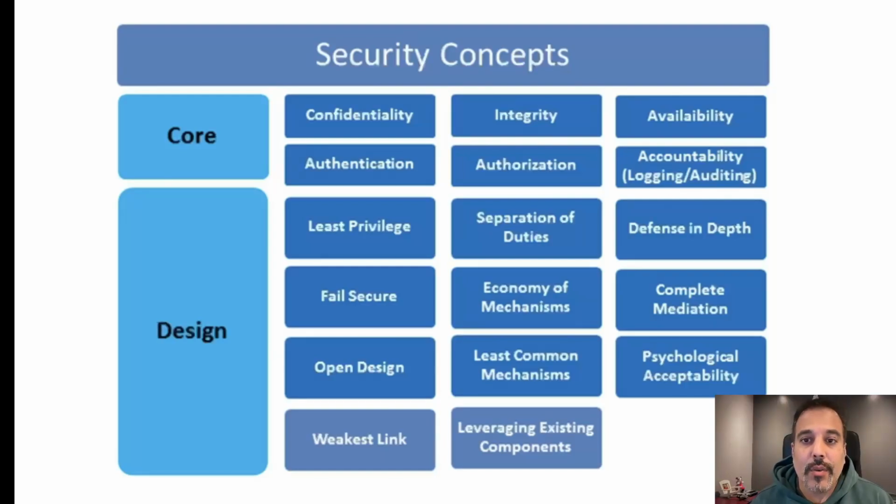Today we continue our theme on CSSLP Domain 1. We will cover the design part of it today. I'm sharing a presentation which we discussed in our last session as well. For those who missed the previous one, you can go to the playlist and find a Domain 1 session in which we covered the core concepts of application security: confidentiality, integrity, availability, authentication, authorization, and accountability.